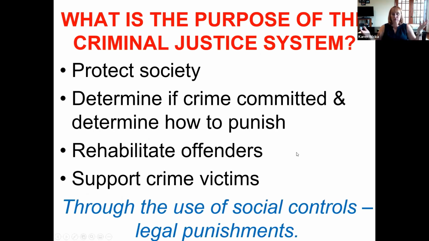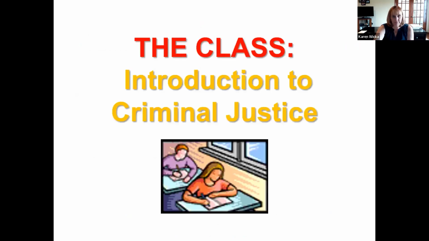So why do we have the criminal justice system? In order to maintain social order. We want to protect society from people committing crimes. We want to determine if crime is committed. So we want to have a trial, a fair process to determine if somebody committed a crime. And if they have and they've destroyed social order, how can we punish them? What social control can we use to punish them? We also use the criminal justice system for rehabilitation, how to make people better. And we want to support crime victims. How can we support crime victims? So we use all of these things to maintain social order. The criminal justice system is set up to help maintain social order. Okay, so that's a quick overview of what you're going to learn throughout the semester.